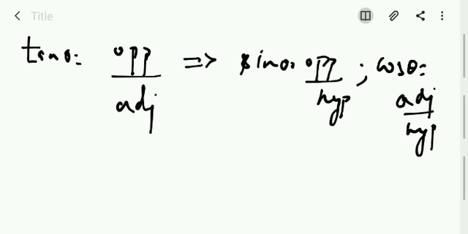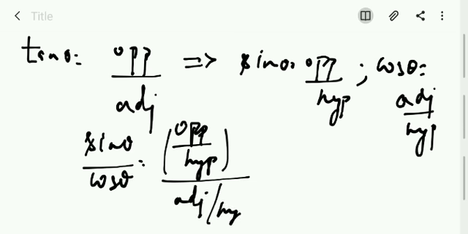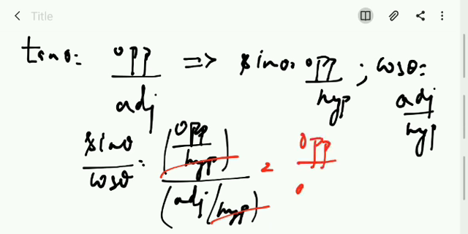Adjacent by hypotenuse. Now if I'm going to divide sine theta by cos theta, that is opposite by hypotenuse whole divided by adjacent by hypotenuse, this hypotenuse cancels out. What will we be having? It is opposite by adjacent, which is once again nothing but tan theta, right? Just have a look here.